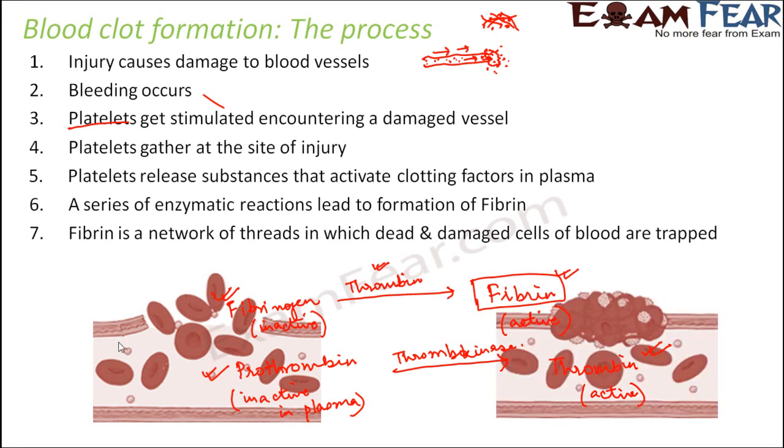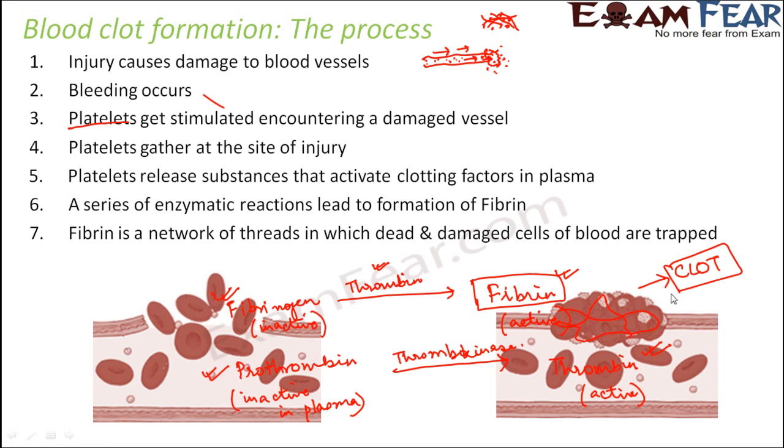Now what happens at the site of injury? So if you say this is the site of injury, all the platelets tend to gather here, and all the dead and damaged cells are covered up by thread-like structures like this. That is the fibrin, and this is how the clot formation takes place at the site of injury. Right? So whenever you get injured, your blood vessels get ruptured, because of which bleeding occurs.